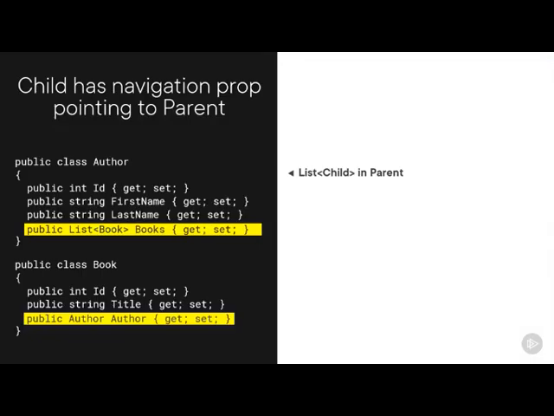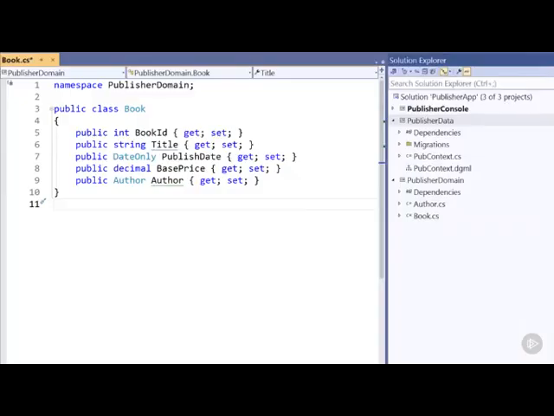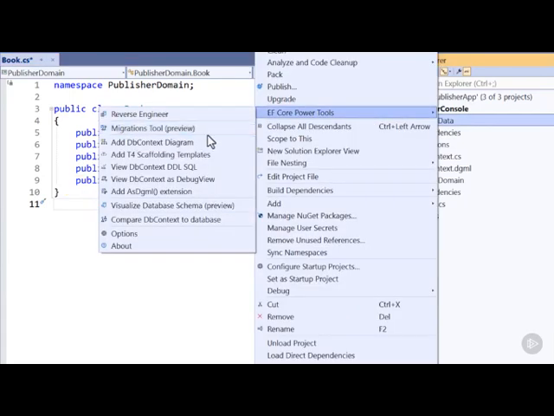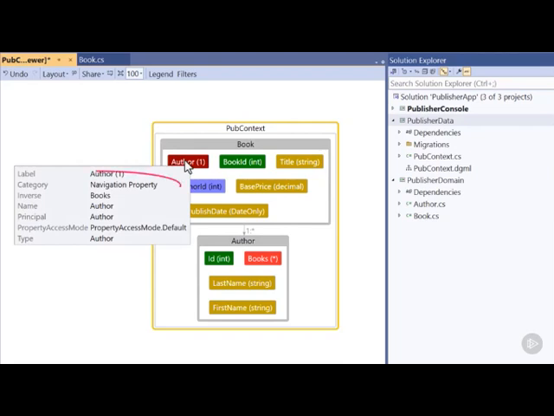Let's look at some of the other conventions EF Core recognizes in combination with the list of children in the parent. If the child has a property that is the same type as the parent, so in this case, the author property, then it's also understood to be part of that relationship, and it allows you to navigate from the child object to the parent object in your code. I've uncommented the author property, so now that's part of book again. Again, the visualizer shows that EF Core is aware of the relationship, and if I hover over the author property in the book entity, it does say that it's a navigation property.